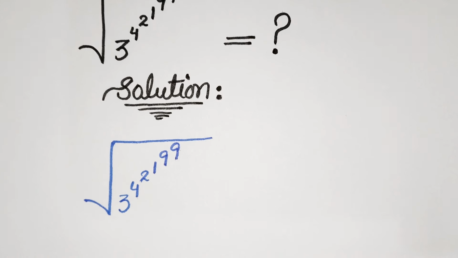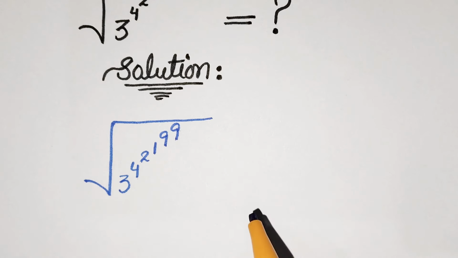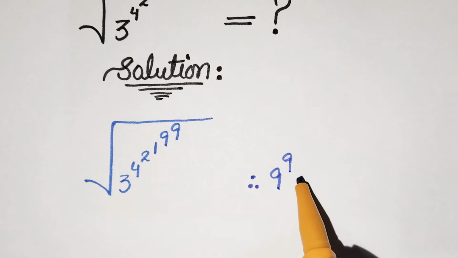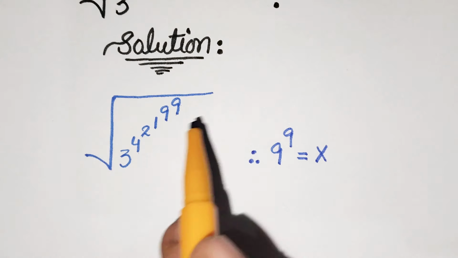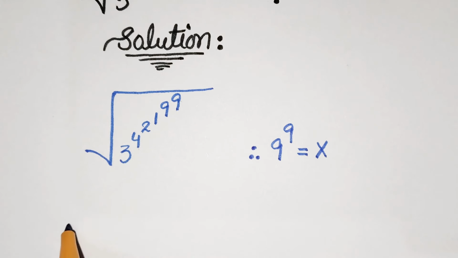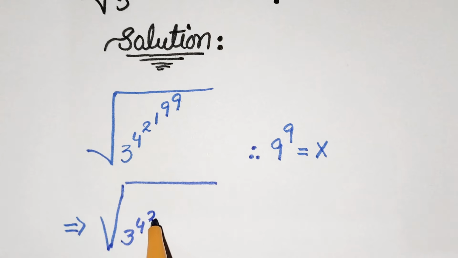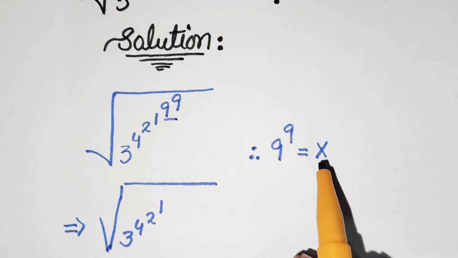So now we are just taking this power 9 raised to the power 9. Let us suppose 9 raised to the power 9 is equal to x. So now putting this value here, we get 3 to the power 4 to the power 2 to the power 1, and here it is 9 raised to the power 9 is equal to x.